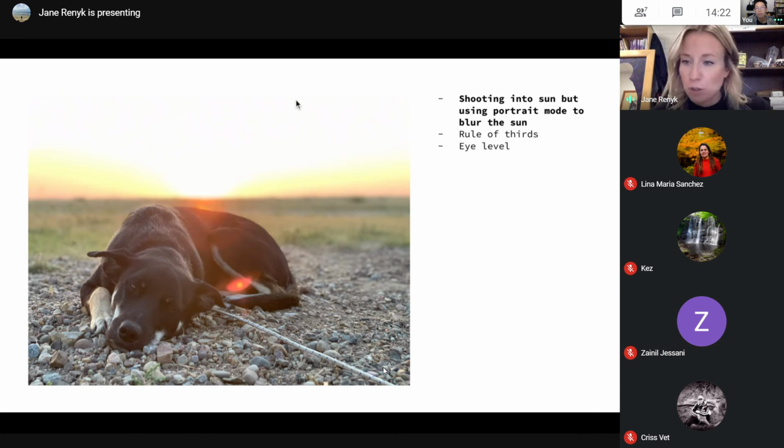The newer iPhones have portrait mode, and if you switch into portrait mode, it's going to blur out the light source behind you. So if somebody's ever told you don't shoot into the sun, that's wrong. You can absolutely shoot into the sun. You just have to work with the sun. If I wasn't in portrait mode, this would be a real hot spot and it would take away from the photo. So you're using your phone to blur it. Also, this is a great example of rule of thirds.